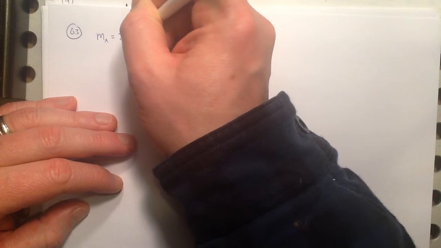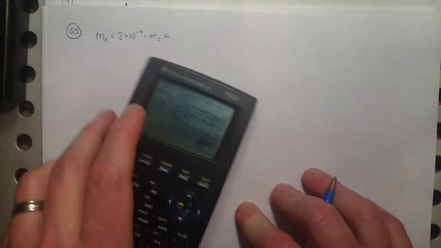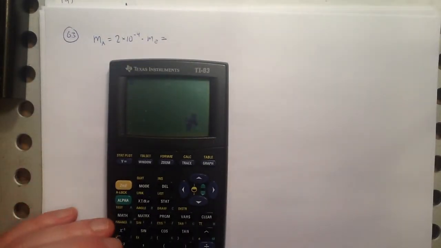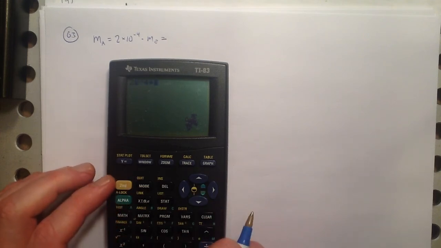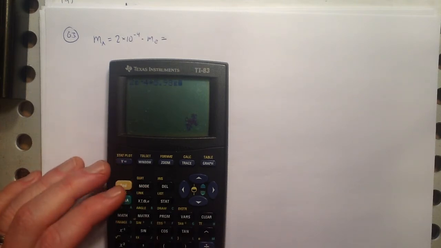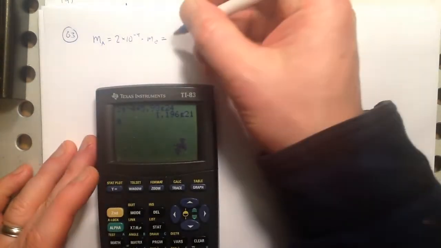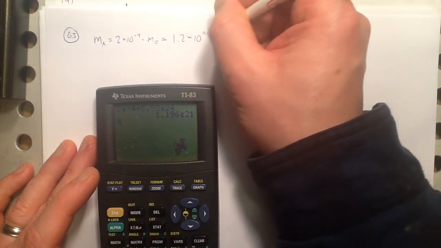Number 63. An asteroid whose mass is 2 times 10 to the negative fourth times the mass of the Earth. So the mass of this asteroid is 2 times 10 to the negative fourth times the mass of the Earth. And if you want to actually calculate that, we can do that easily enough. So 2 times 10 to the negative fourth times the mass of the Earth, which is 5.98 times 10 to the 24th. So the mass of our asteroid is let's say 1.2 times 10 to the 21st kilograms.